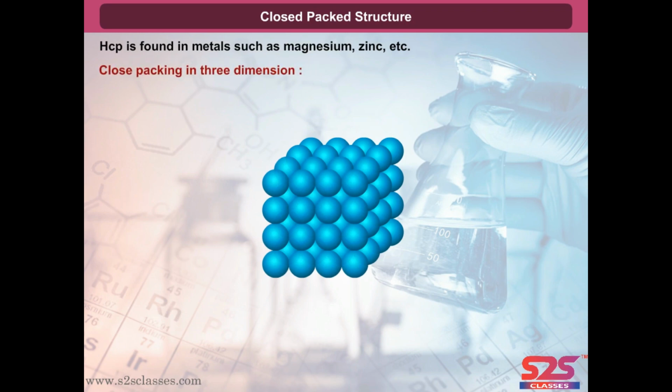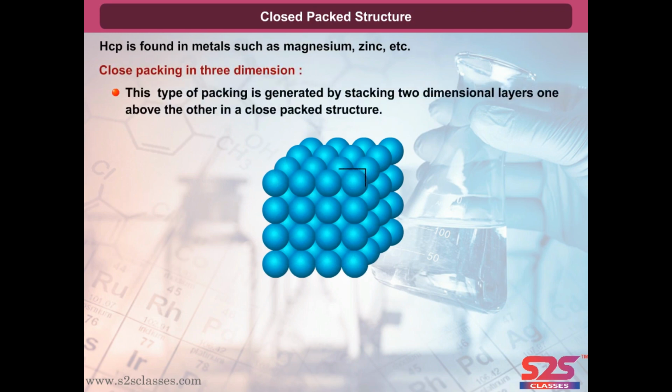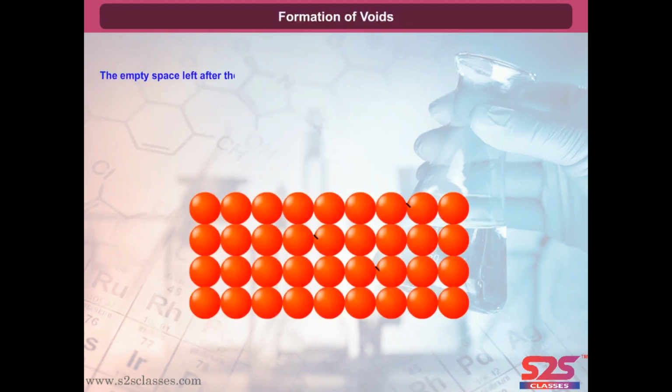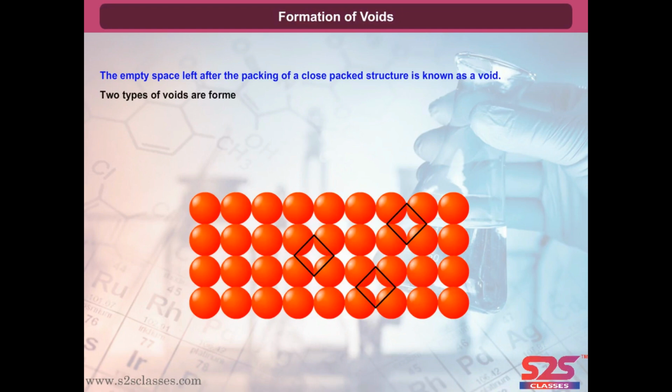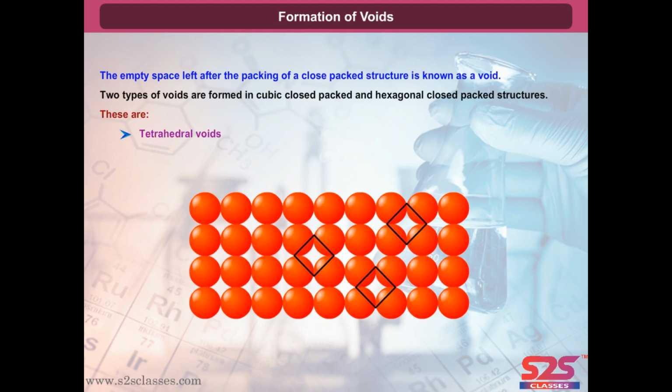Close packing in 3 dimensions. This type of packing is generated by stacking 2-dimensional layers one above the other in a close packed structure. The empty space left after the packing of a close packed structure is known as a void. 2 types of voids are formed in cubic close packed and hexagonal close packed structures.